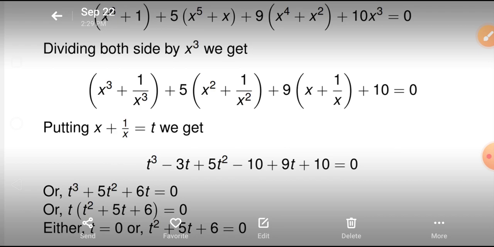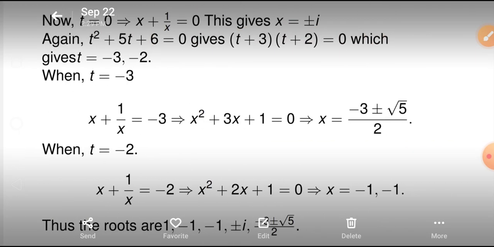Here this is a cubic equation. Now we have to solve this equation. See, in all the terms we have t. So take this t out. So we have t square plus 5t plus 6 equal to 0. So now equate each term to 0. T is equal to 0, or t square plus 5t plus 6 equal to 0. Therefore t is equal to 0 is one root, and t square plus 5t plus 6 is equal to 0. This is a quadratic equation.